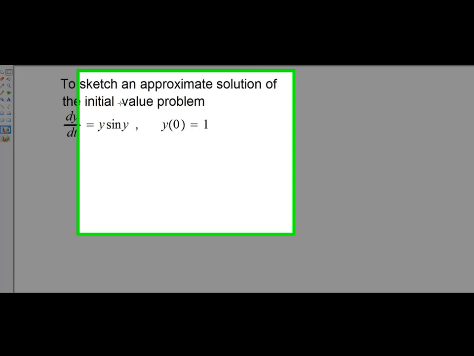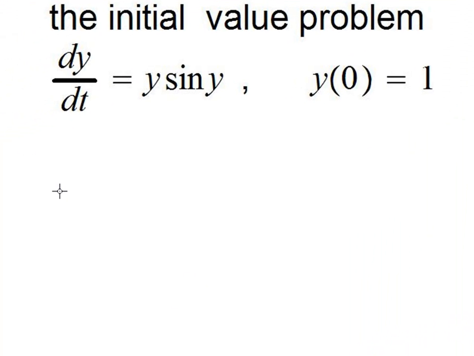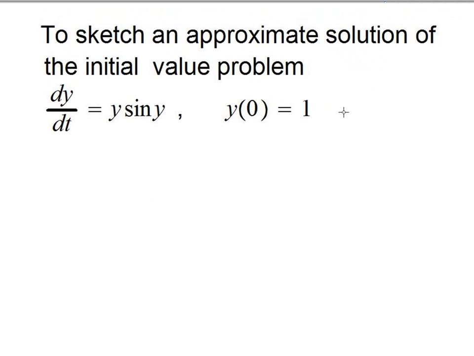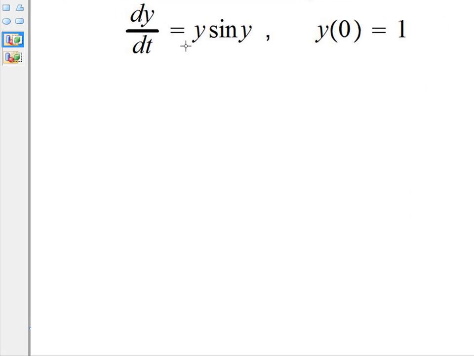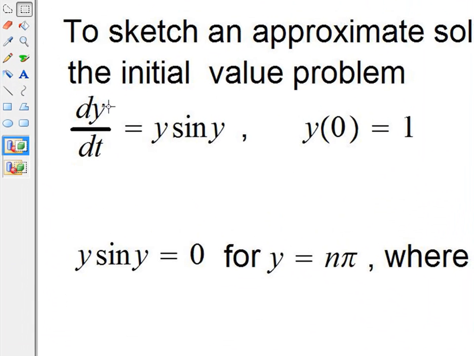We would like to sketch an approximate solution of this initial value problem in a qualitative manner, as our particular section is about. So first thing we would like to note is what the equilibrium points are, that is, for which values we have no change occurring in y.